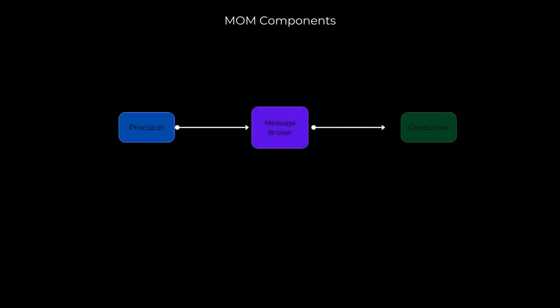Now, you might be wondering how message-oriented middleware actually works. Well, it typically consists of three main components: the sender or producer, the message broker, and the receiver or consumer. The sender is responsible for creating and sending messages, while the receiver receives and processes them. The message broker acts as an intermediary, storing and routing messages between the sender and receiver. It ensures that messages are delivered reliably, even in the case of network failures or system downtime.